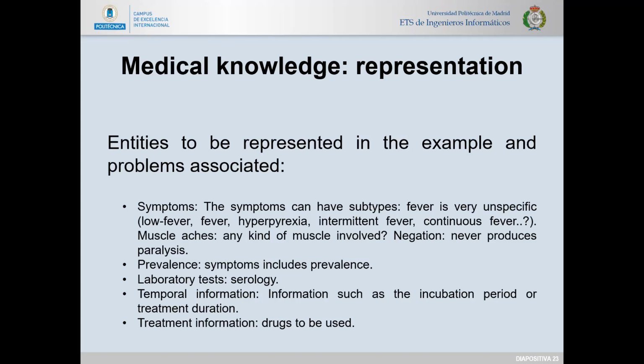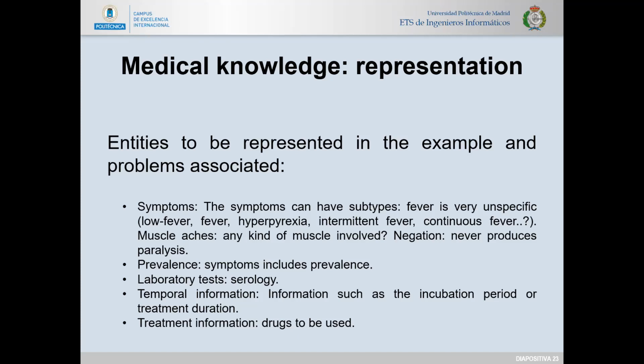Prevalence: symptoms include prevalence. In most of the cases we don't have this information, but that's reality. Laboratory test, serology, okay? Temporal information such as the incubation period, or the treatment duration, and the treatment information, the drugs to be used. I think that we cover all, okay, at the end. But how do we represent this?